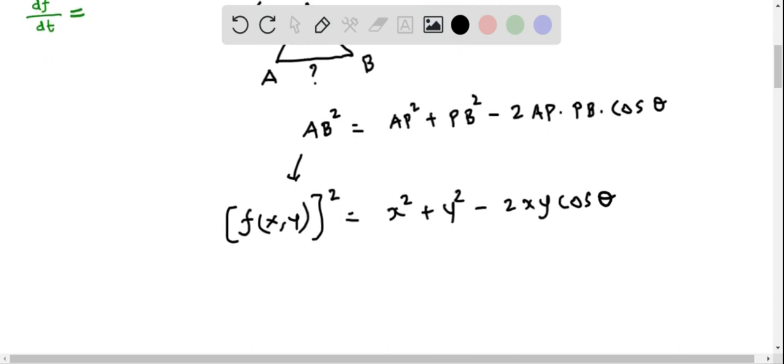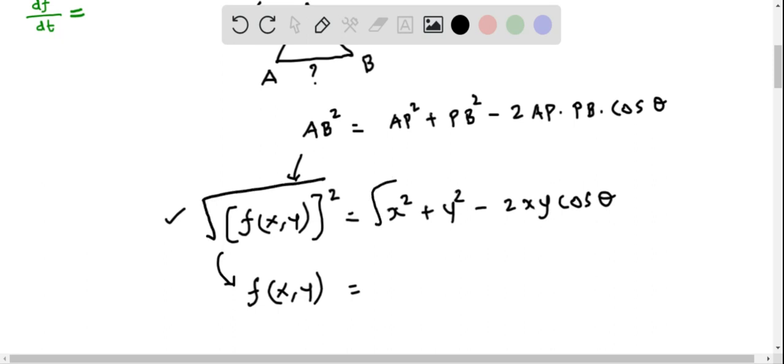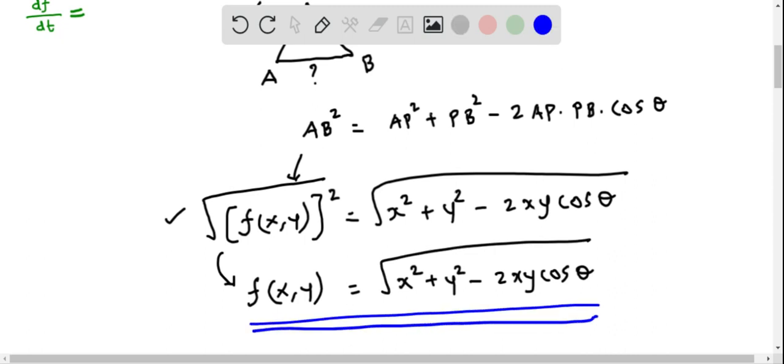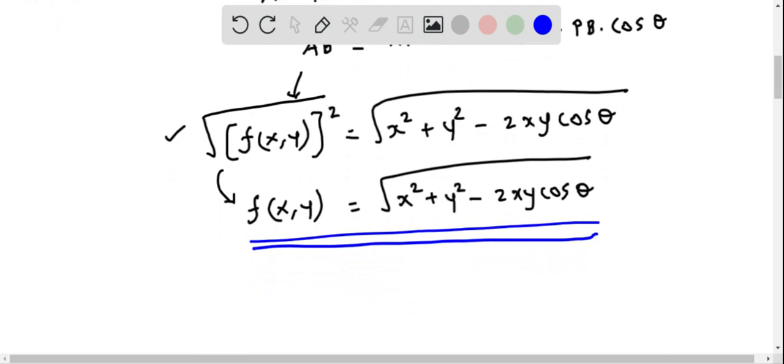Now we can take a square root on both sides, so that we will get only f of xy on the left side. So I'm taking the square root. When I take the square root of a squared function, we will get only the function. And on this side we have to take the square root. You can put the square root symbol like this. So basically it becomes the square root of x squared plus y squared minus 2xy cosine theta. So therefore, we were able to show that the distance between the two persons, Matthew and Jessica, is equal to this expression, which is under the root of x squared plus y squared minus 2xy cos theta.